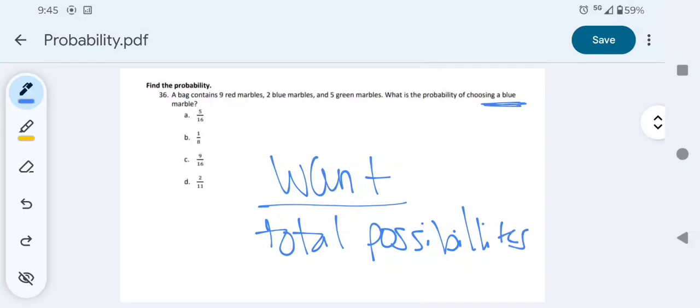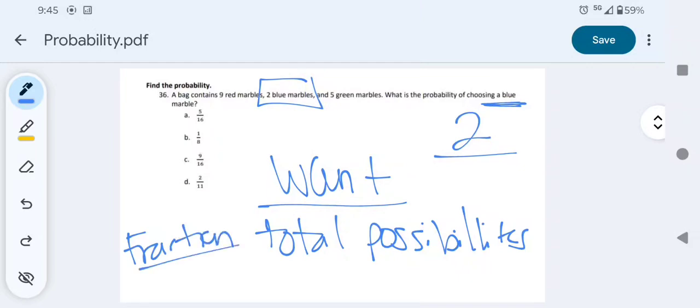How many blue marbles are there? There's 2. So that'll be 2 at the top. We're going to write it as a fraction, okay? It can also be written as a percent, but for this problem, we are going to write it as a fraction, and it also can be written as a decimal. Out of your total possibilities, well, there's a possibility of getting 9 red, and a possibility of getting 5 green. So total possibilities is 9 plus 2, which is 11, plus 5, which is 16.